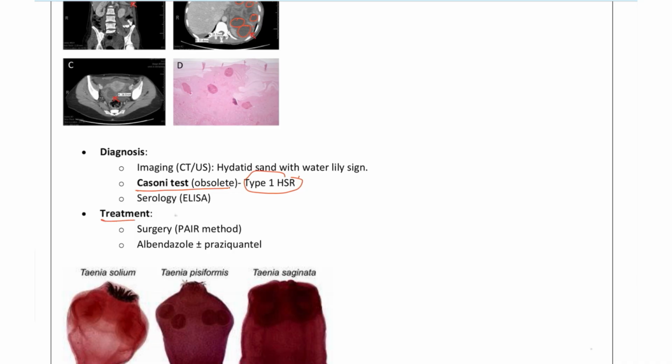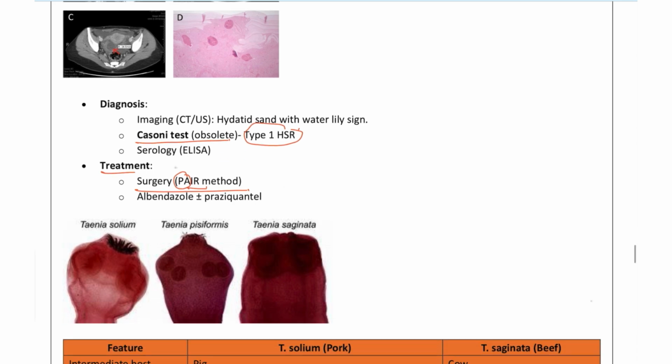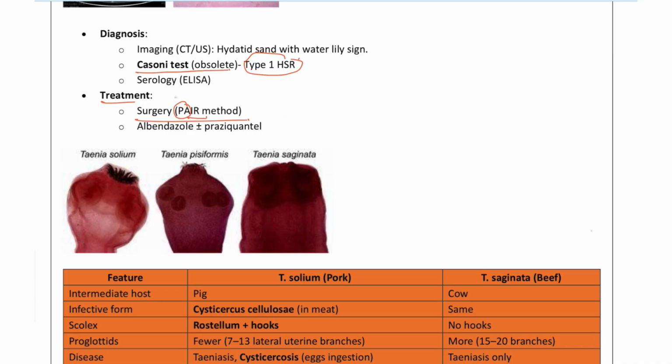What is the treatment? Surgery we are going to see. Percutaneous aspiration, and also you are going to remove it immediately from the liver. The drug of choice is albendazole plus praziquantel.